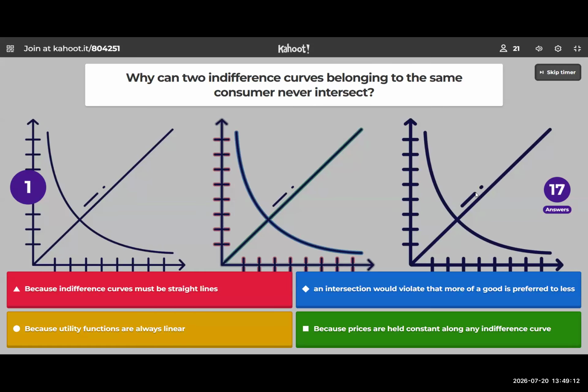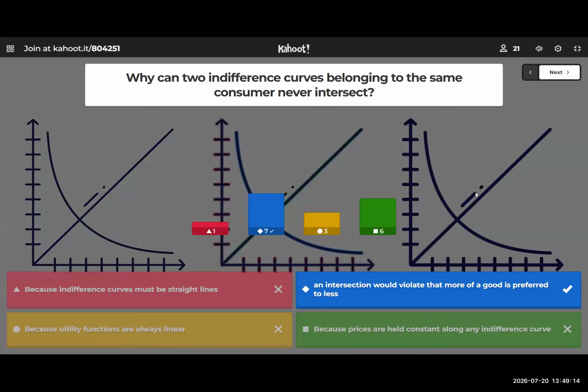Pick one, pick one. Some of you didn't answer. Why can two indifference curves belonging to the same consumer never intersect? Who chose utility functions are always linear? Indifference curve must be a straight line? Who chose this? You need to watch the recording again, okay?